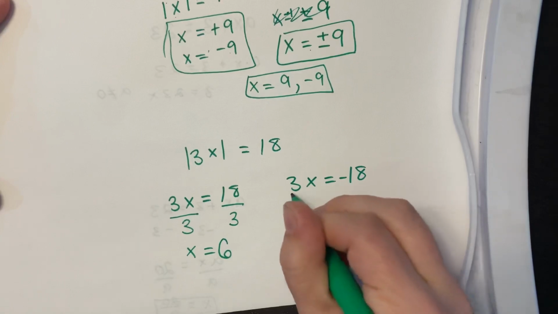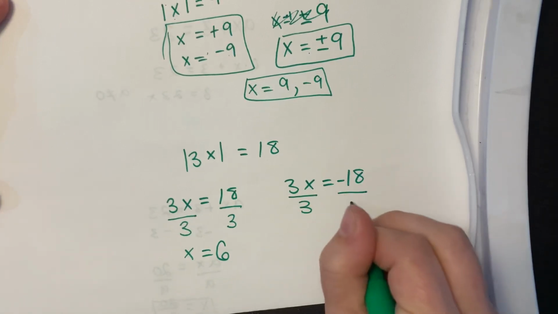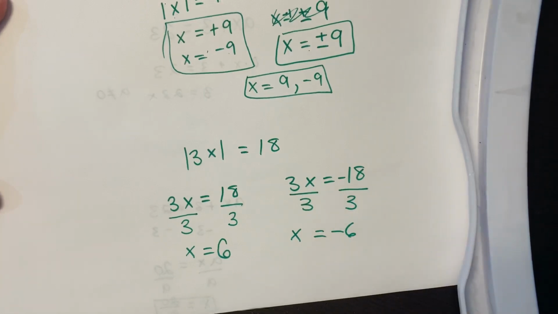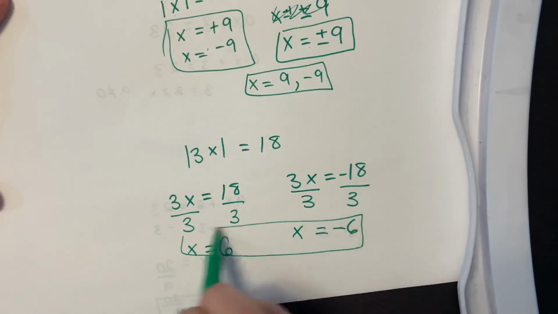Now I'll do the same thing over here. Divide by 3 to cancel that 3 being multiplied. And I get that x is equal to -6. So here I have two answers, x equal to 6 and x equal to -6.